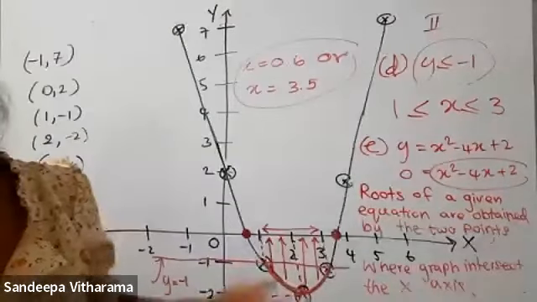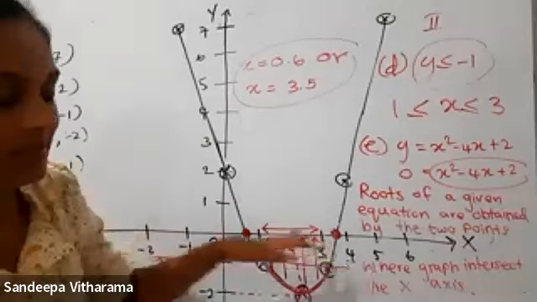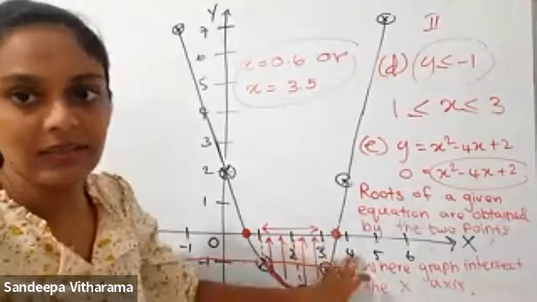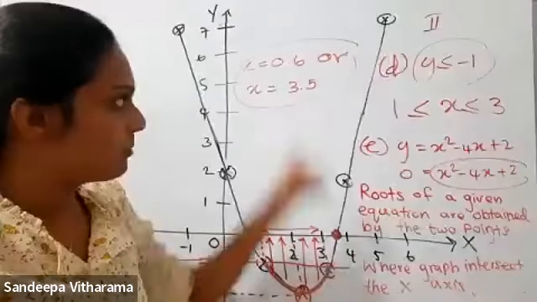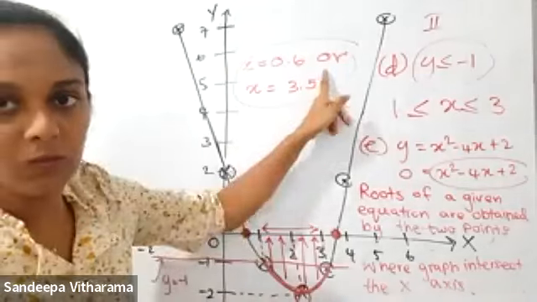The roots are the values of x for which the function is 0. Function is 0 with these x values.